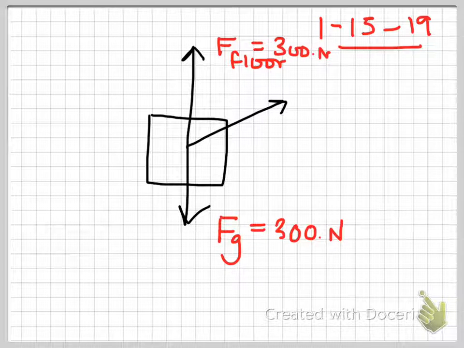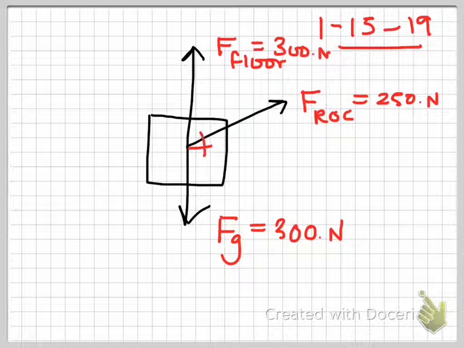And this, let's say, is the force of, who do I want to pick on today? Force of Rock. And we'll make this 250 newtons. And we'll put that at like 15 degrees above the horizontal. So, what could be happening here? What's an explanation for the forces we're seeing on this object?